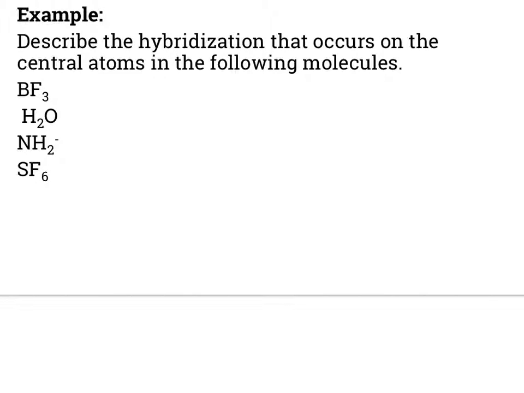Sorry it's off in the corner, but that's to give us space to write. Describe the hybridization that occurs on the central atoms in the following molecules, using that chart I just showed you, the sp2 3 d2. Pause this for a bit, come back with answers to those hybridizations, and I'll show you how you do them.